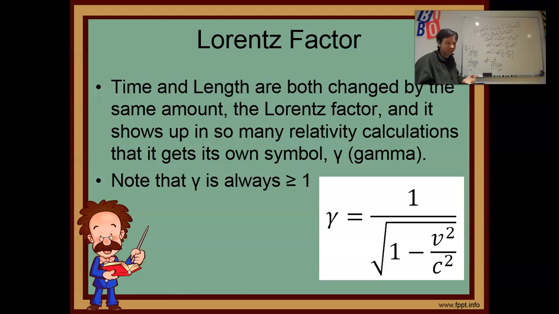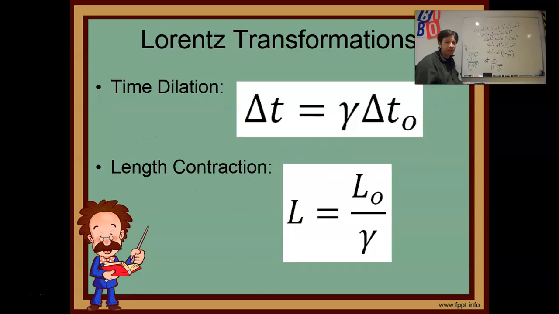And that comes from part of the reason we can't do that. We can't even reach C. V can never be C. V must always be less than C. And because V must always be less than C, gamma must always be greater than or equal to 1. So there's a time dilation. You could rewrite this equation as delta T equals gamma delta T naught.